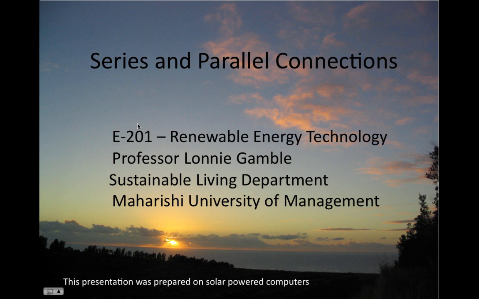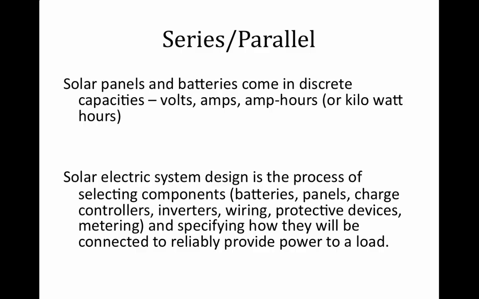So today we're going to talk about series and parallel connections for solar electric panels and for batteries. The reason why we have to think about series and parallel connections is because solar panels and batteries come in discrete capacities, a certain number of volts. They produce a certain number of amps, or in the case of batteries, they have the capacity to store a certain number of amp hours or kilowatt hours. And if you need something that's outside of the discrete quantity that a battery or solar panel comes in, you need to hook them together in the system.